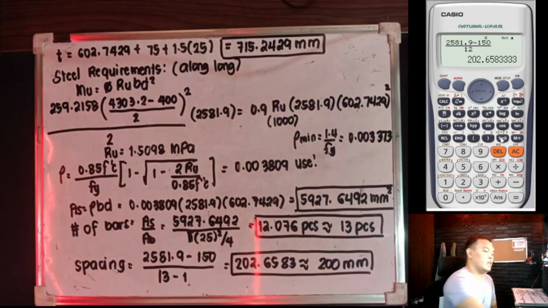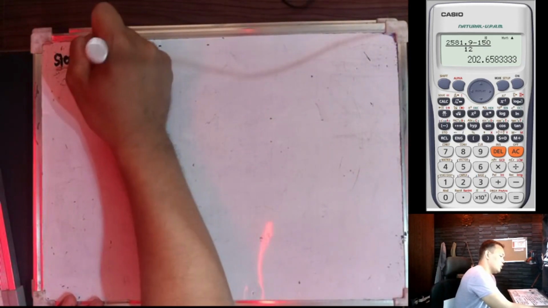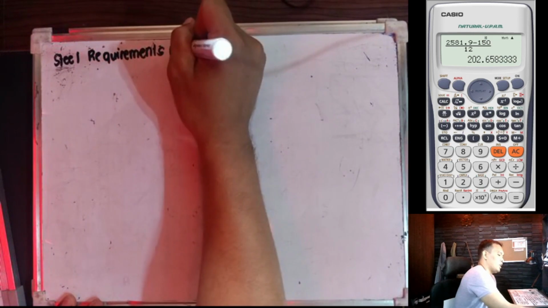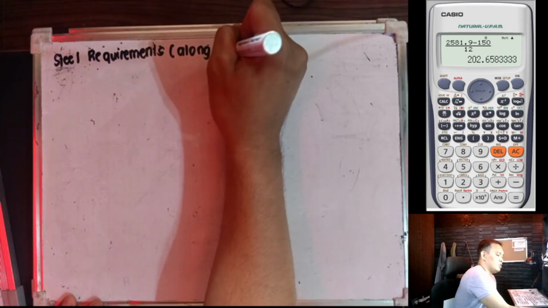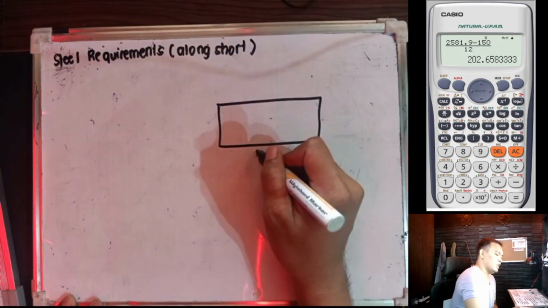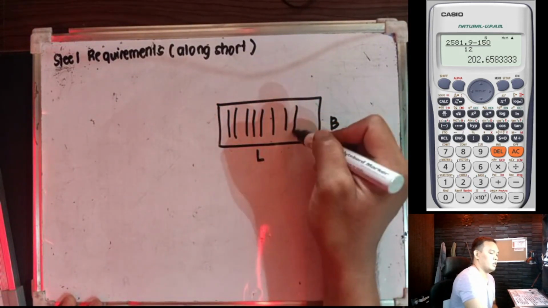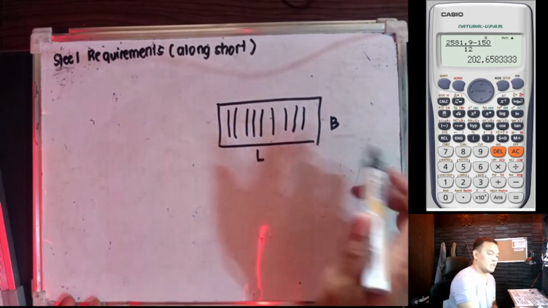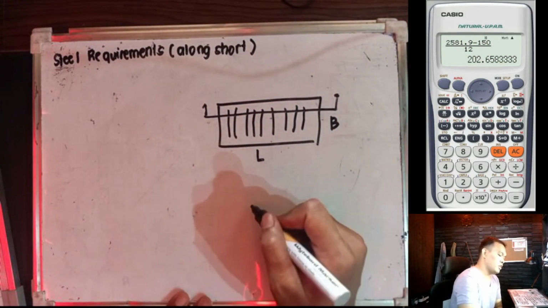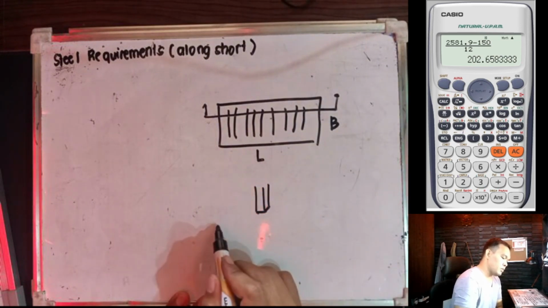So let's compute for the short side of reinforcement. Still the same requirements. Along short now. So if it is along short, our bars should follow the short side. If we have here L and B, our bars will be like this. That is the along short side. But our cut there will be like this. That is our consideration. So when I have a column here, then I have a footing.